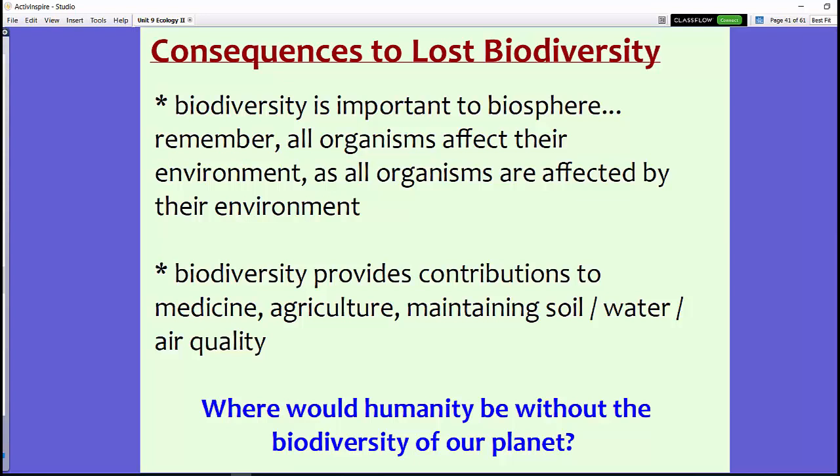So there's a lot of consequences to this, and perhaps we don't know all of these consequences. So where would humanity be without the biodiversity of our planet? That's to be seen, really. We really don't know, but because biodiversity provides tons of contributions to everything that we use and we need and depend on, it's quite possible that the human race might be affected very negatively from this.